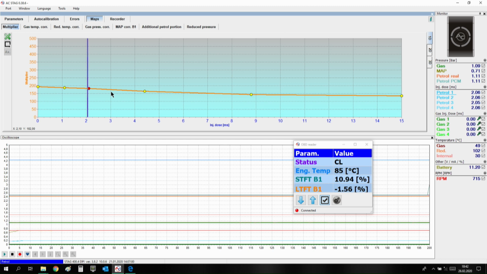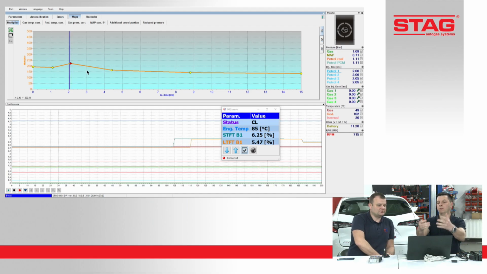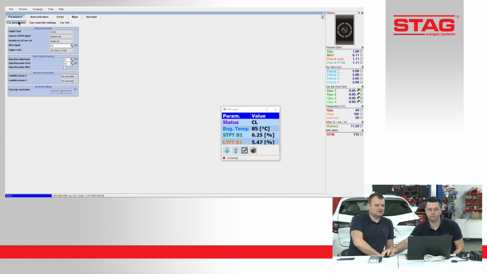So if you have corrections, for example right here 10 positive, that means you need to move the multiplier a little bit higher to get the proper gas dosage. That's right. And for the beginning, for the basic knowledge, the next steps will follow with some more complicated systems and more explanation. At this stage, we share with you the most common information on the basic steps.